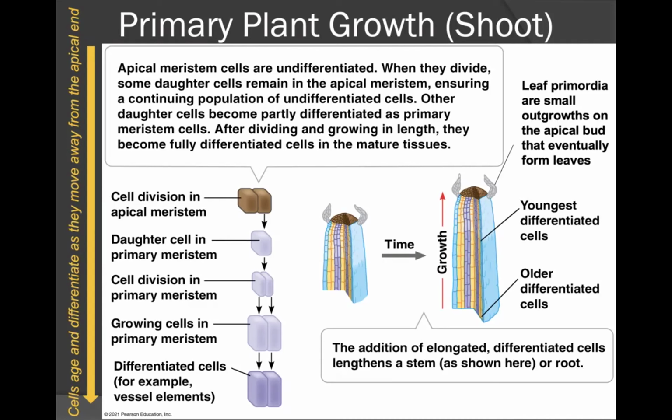As a daughter cell becomes partly differentiated, it will move along the length of the plant. This contributes to the growing of the plant. As these cells move further away from the apical meristem, they will go further along in the differentiation process.